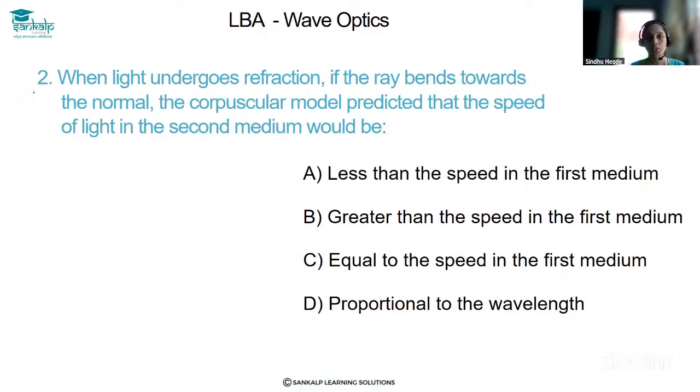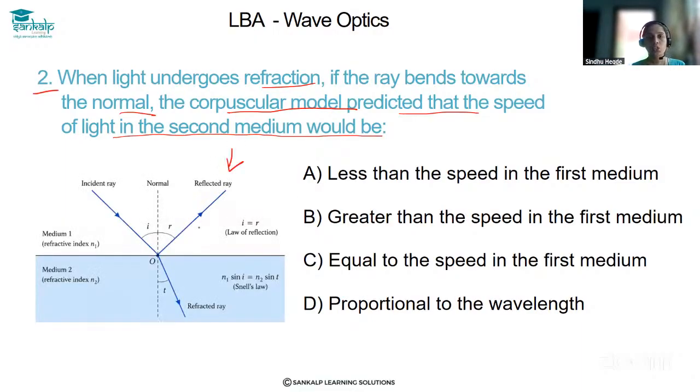Let us see question number 2. When light undergoes refraction, if the ray bends towards the normal, the corpuscular model predicted that the speed of light in the second medium would be option A less than the speed in the first medium, option B greater than the speed in the first medium, option C equal to the speed in the first medium, and option D proportional to the wavelength.